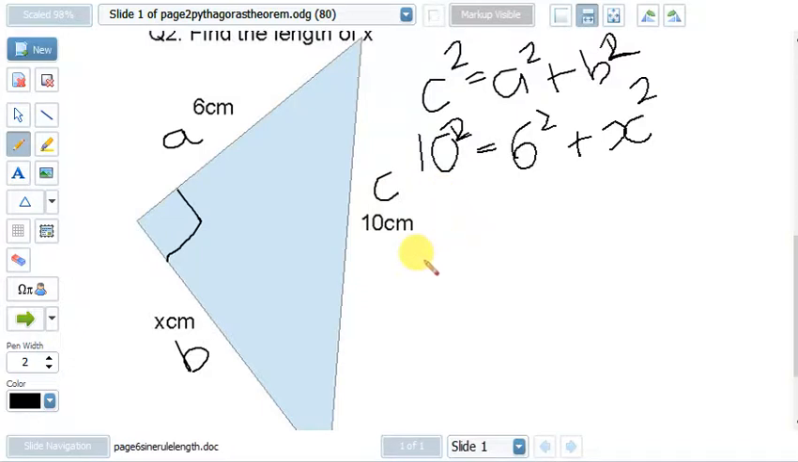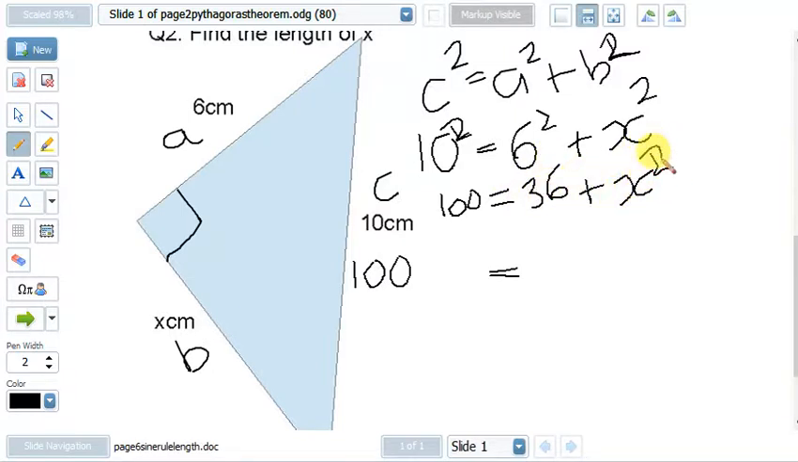Okay, so now what I would do is I'm just going to bring it down here a little bit because I'm going to try and keep my equal signs kind of underneath each other. Okay, so 10 squared is 100, and 6 squared is 6 times 6, which is 36. And you'll notice here that the unknown is on the right hand side of the equal sign. It's nothing to worry about, it's just the way it's happened this time.